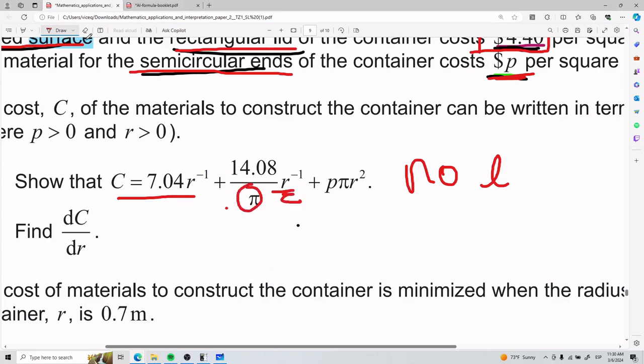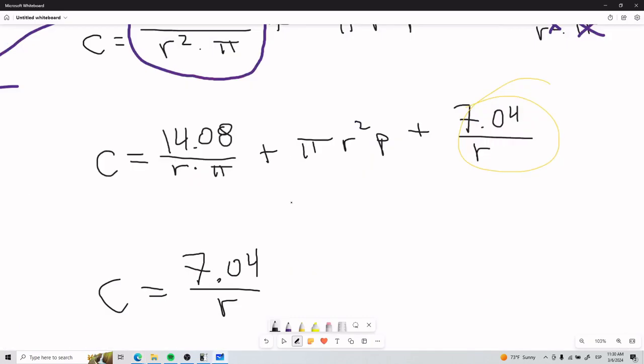Then it goes with the one that has a pi on the bottom, see? And this other thing's kind of weird, but we'll get there. See, it has the one that has pi on the bottom. So pi on the bottom is this guy, right? So I'm going to go ahead and put plus 14.08 divided by r pi.